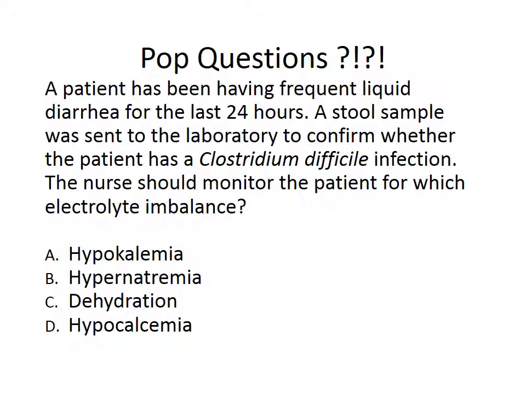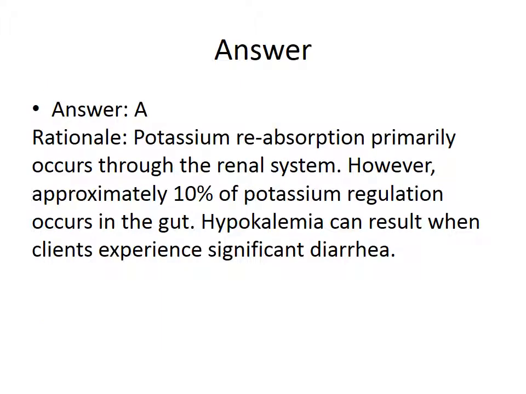Pop questions. A patient has been having frequent liquid diarrhea for the last 24 hours. A stool sample was sent to the laboratory to confirm whether this patient has Clostridium difficile, or C. diff. The nurse should monitor the patient for which electrolyte imbalance. A. Potassium reabsorption primarily occurs through the renal system. However, approximately 10% of potassium regulation occurs in the gut or GI tract. Hypokalemia can result when clients experience significant diarrhea in situations such as C. diff.